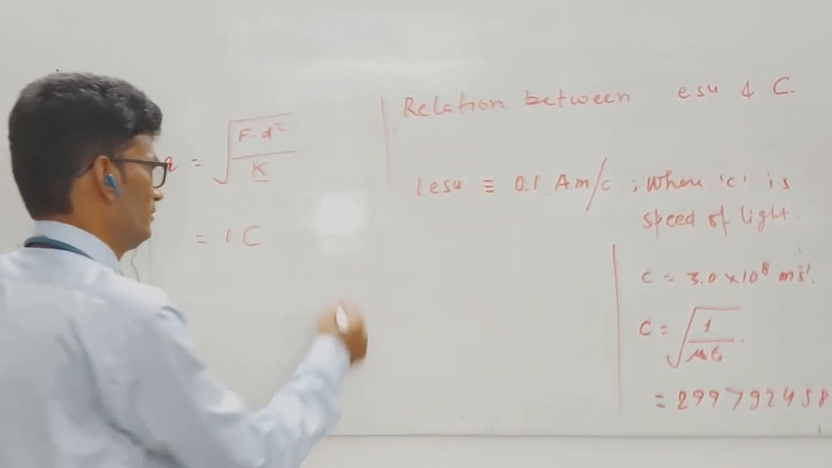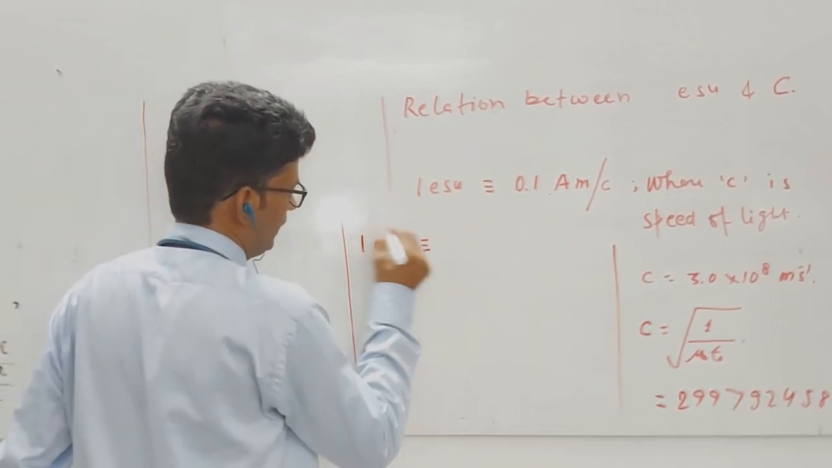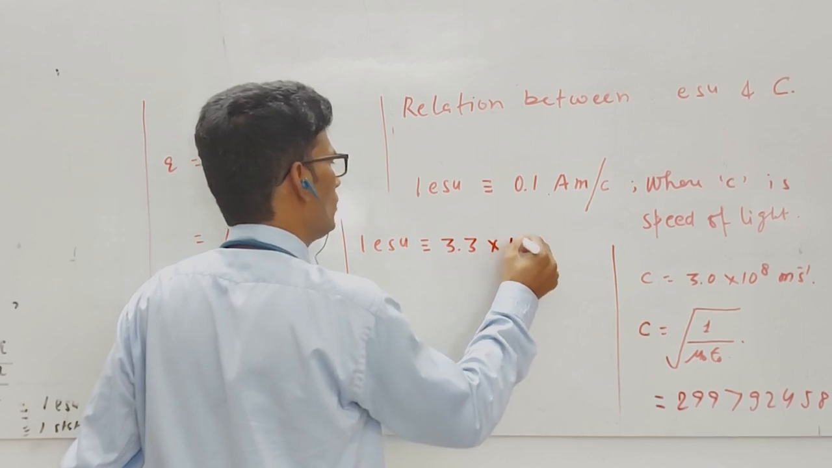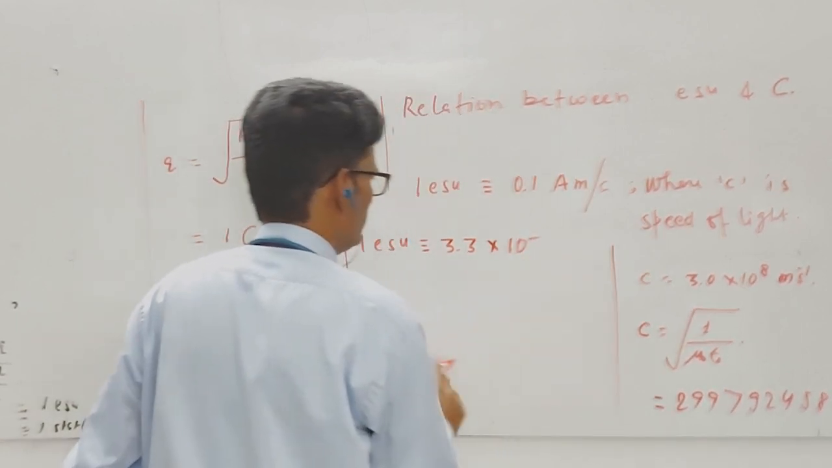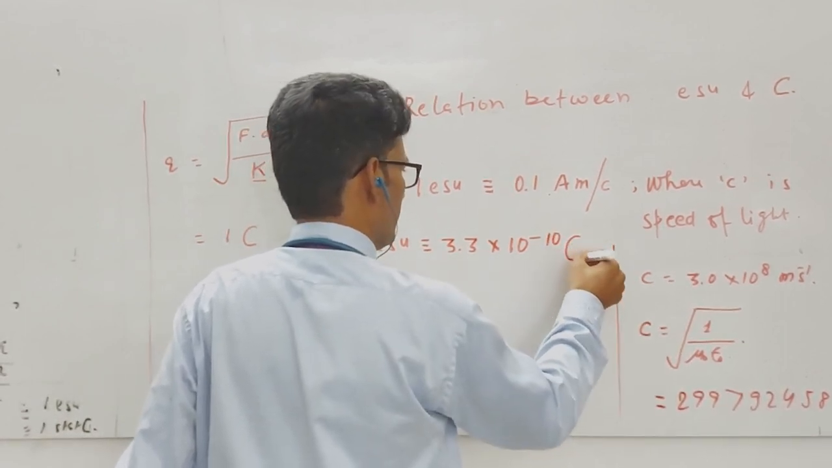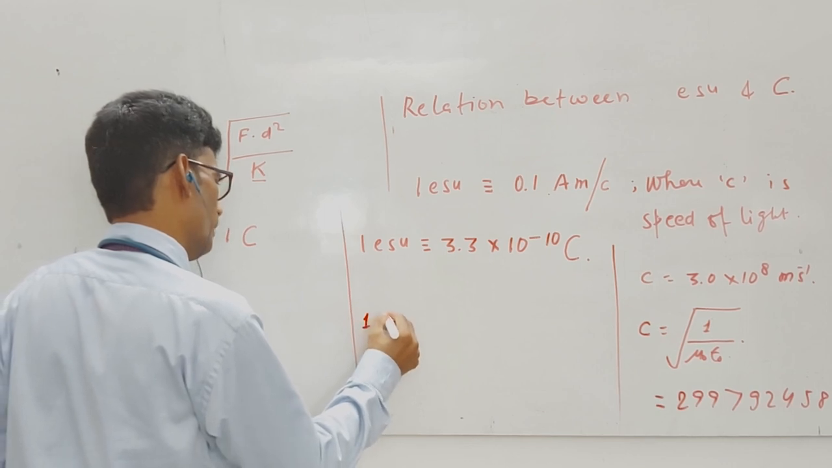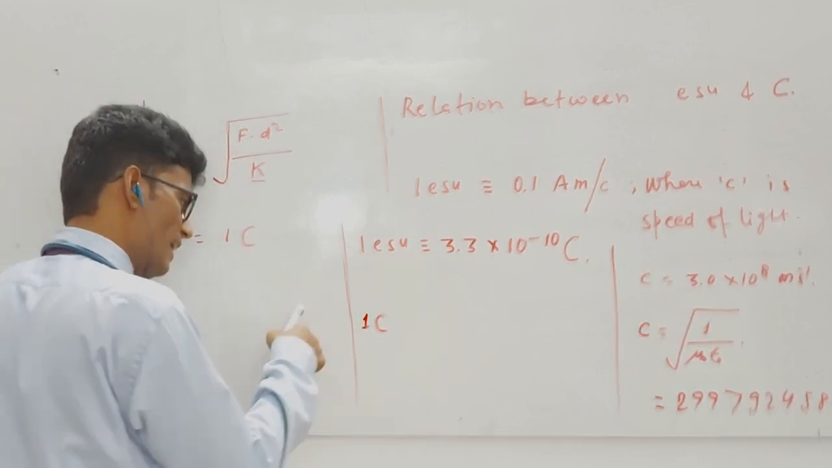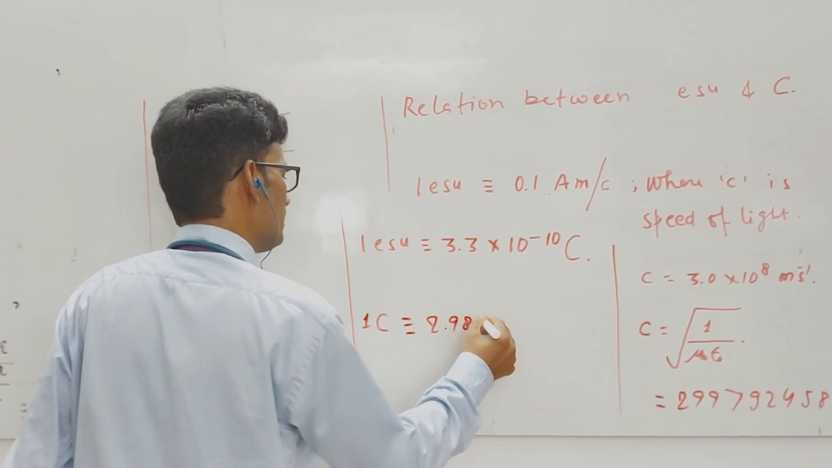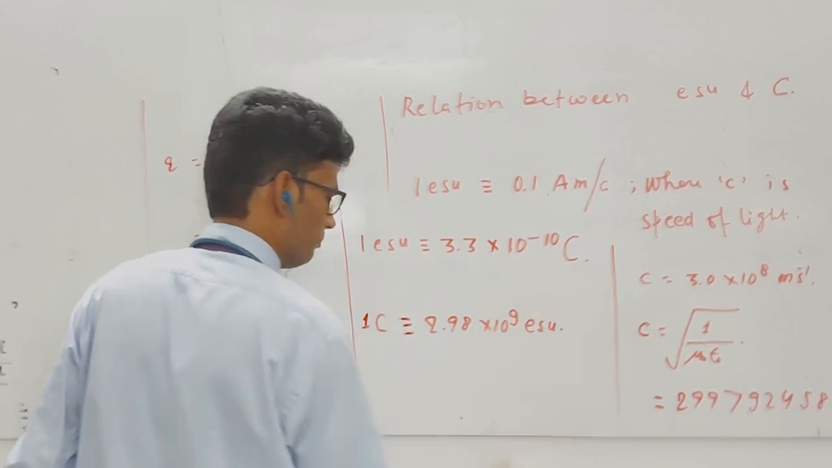And what we get, I am going to write here. So one electrostatic unit comes out to be approximately 3.3 × 10⁻¹⁰ coulomb. Conversely, if we find out how many electrostatic units 1 coulomb is, we just divide, and it comes out to be approximately 2.98 × 10⁹ electrostatic units, or statcoulomb.